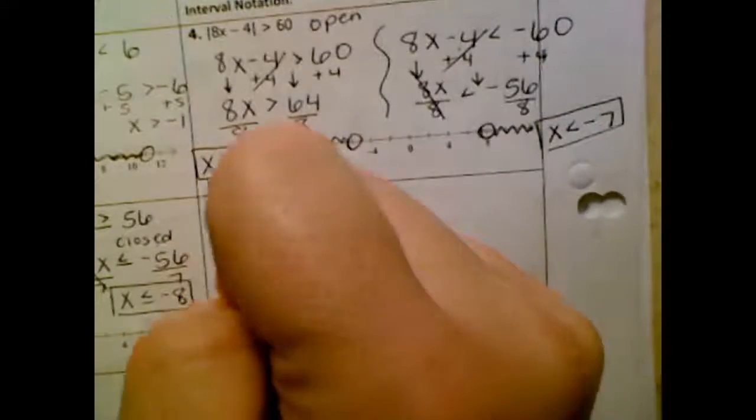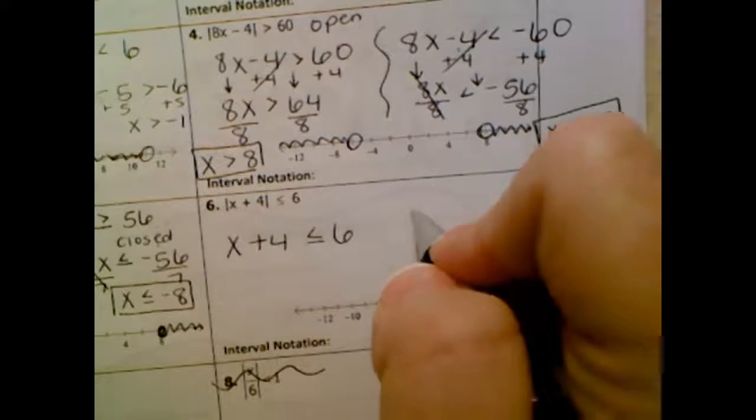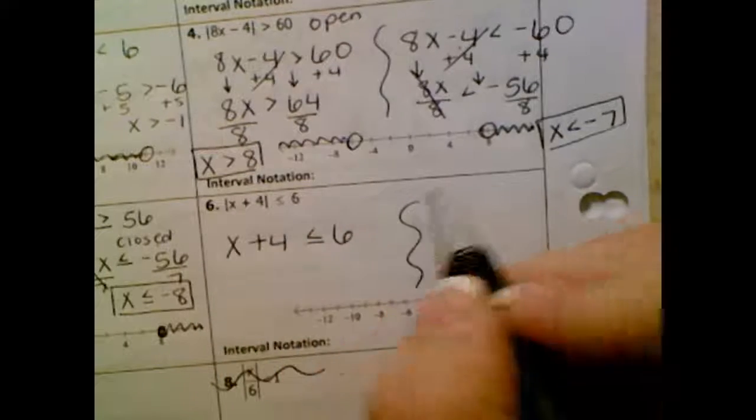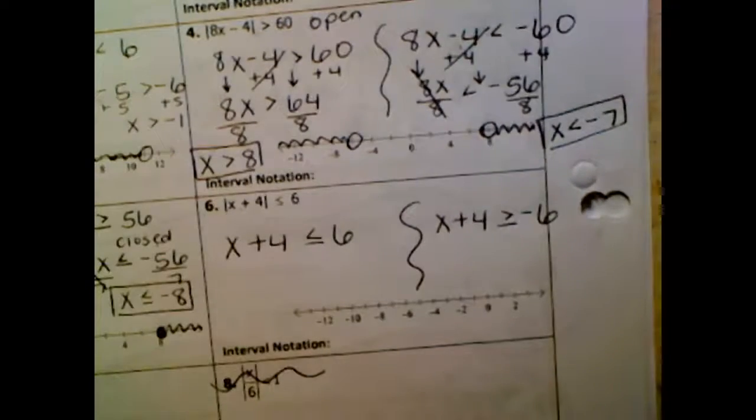Problem number 6, check to see that the absolute value is isolated, which it is. So I'm pulling out what's on the absolute value, putting it equal to a +6, pulling out what's on the absolute value, putting it equal to negative 6. When I put it equal to the negative, I have to flip my sign. So instead of it saying less than or equal to, I'm going to say greater than or equal to.